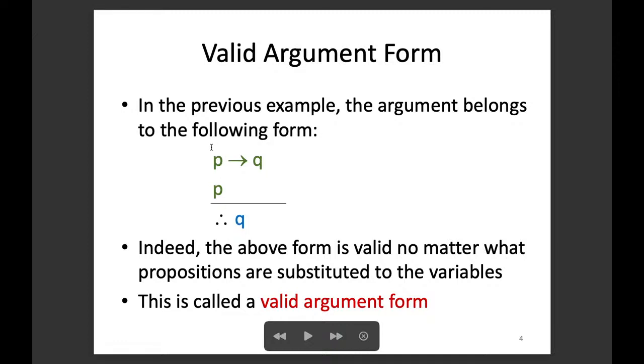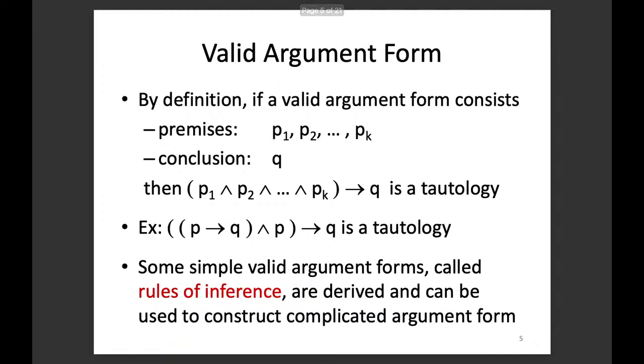In this particular case, we see that this form is very useful. No matter what proposition P we plug in here, and no matter what proposition Q we plug in here, as long as we know P implies Q is true, and we also know that P is true, then we can conclude that Q is true. In such a case, we call this a valid argument form. Today we will look at a bunch of valid argument forms that we use.